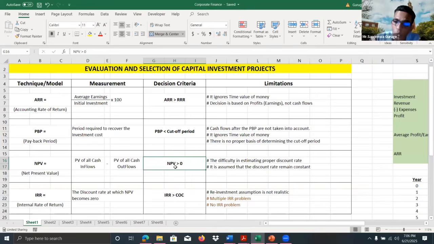But there can be an issue, right? There can be an issue when we compare projects, especially when we evaluate mutually exclusive projects. There can be a conflict. In that case, the best thing is to use, I think you know the concept, called the NPV profile. It shows graphically the relationship between the cost of capital, the discount rate, and the net present value. The graphical illustration of the relationship between cost of capital and NPV is called the NPV profile.